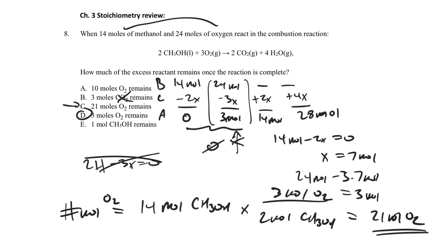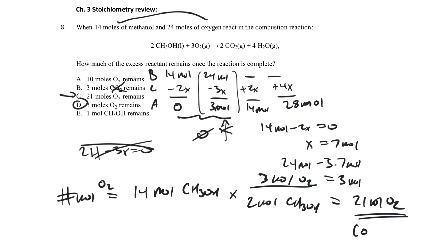The only issue sometimes with dimensional analysis is when you get this number here, 21, knowing that this is the amount of O2 that's consumed or reacted with this quantity of methanol. So kind of the thought of what the reaction's doing, we're losing the methanol along with the O2, just 2 parts per 3 parts.